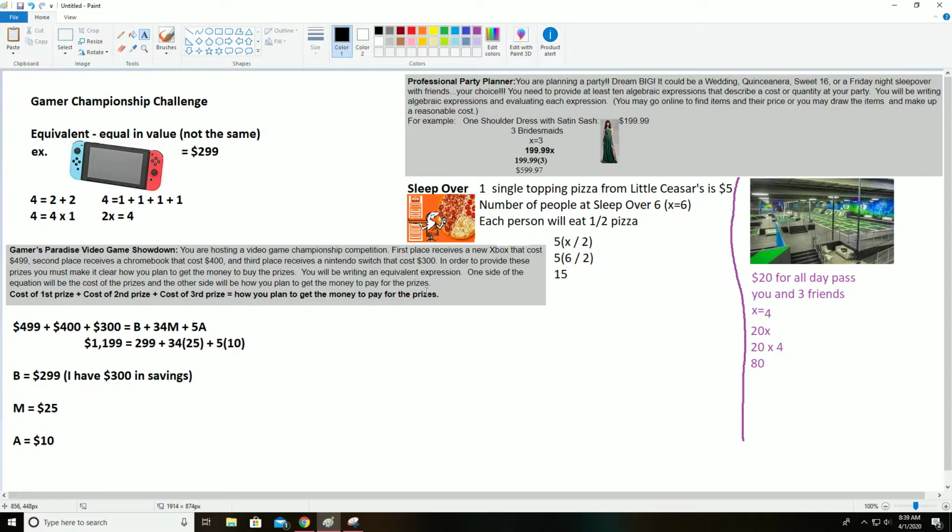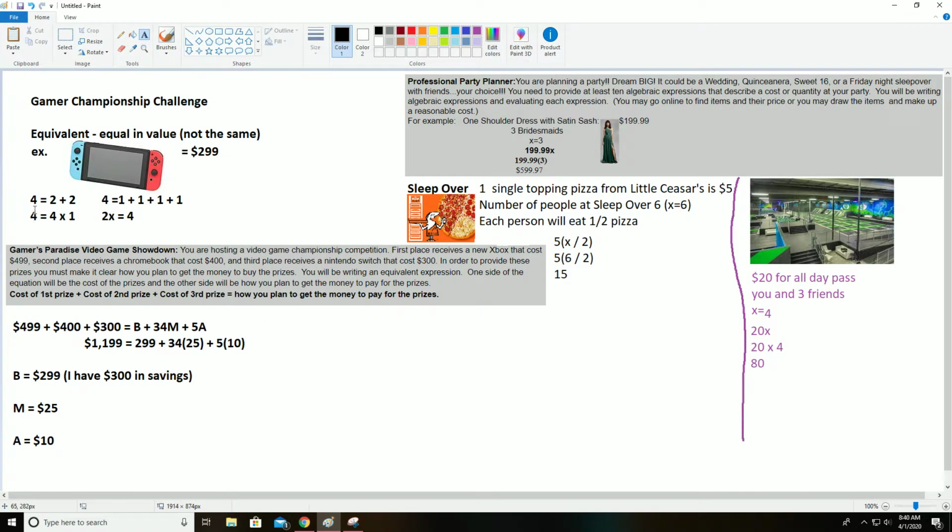So I want to take one step back and talk about this right here where it says equivalent expressions. We've been talking about this all year. Equivalent means equal in value. It does not mean the same. So here are things that could be equivalent. A Nintendo Switch is equivalent to $299 because if I went to Walmart and bought one, I would have to pay $299. So in a real world sense, this would be equivalence of something that you own versus how much it costs.